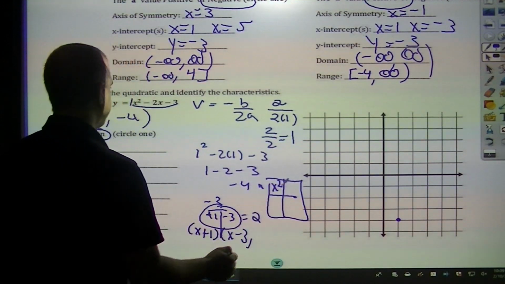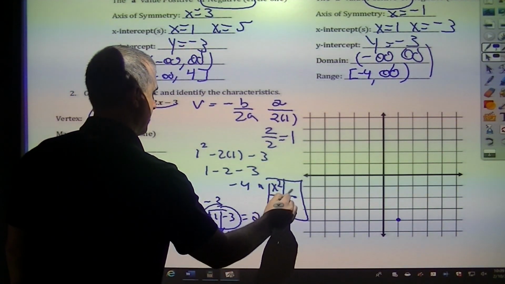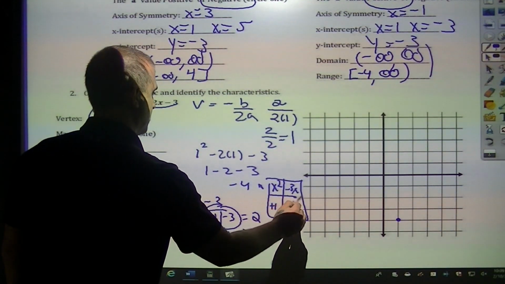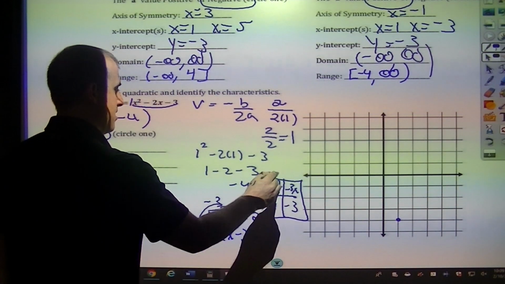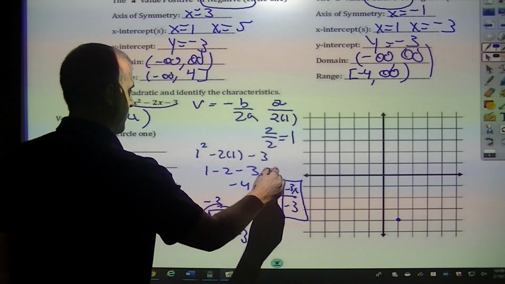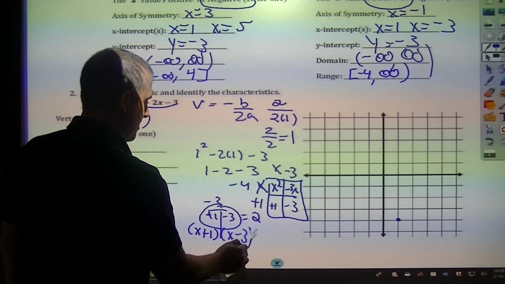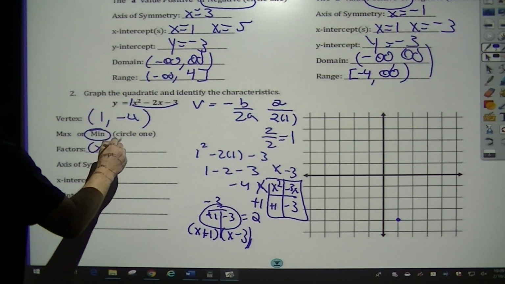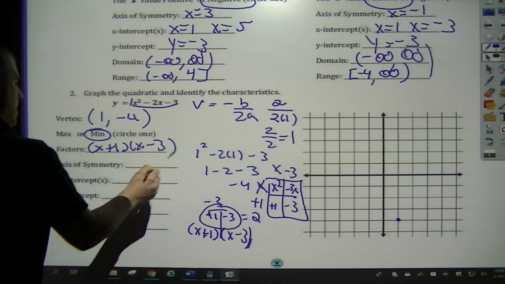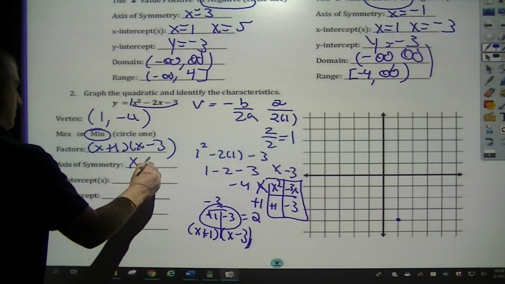Because I'd make my box: x squared, plus 1x, minus 3x, minus 3. The GCF here would be x, the GCF here would be 1, the GCF here would be x, and the GCF here would be 3, and since it touches the negative, my factors end up being x plus 1 and x minus 3. My axis of symmetry is whatever this x coordinate is.